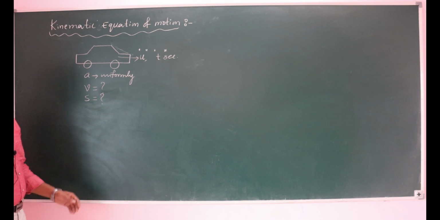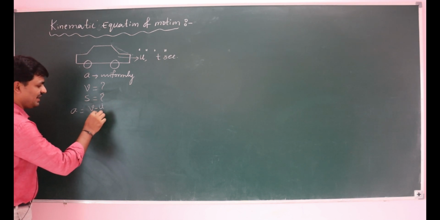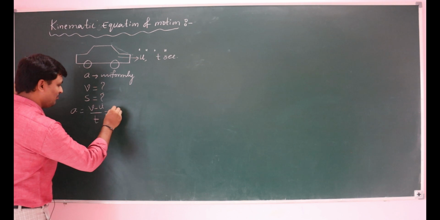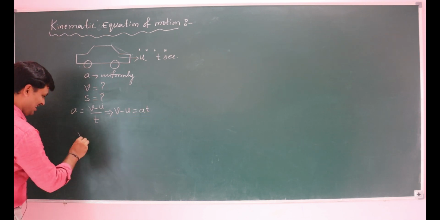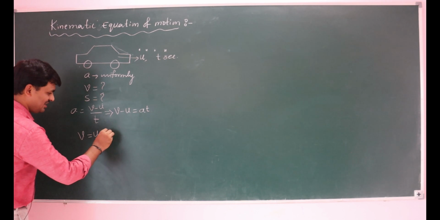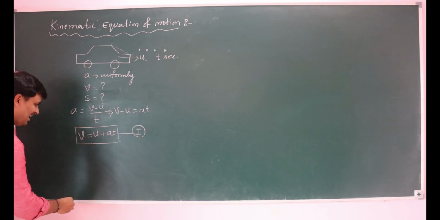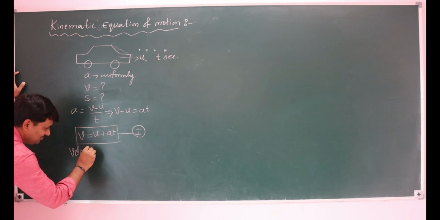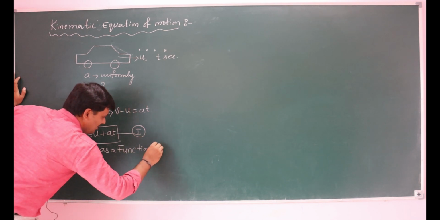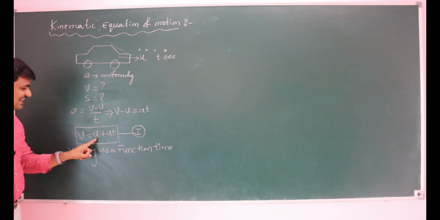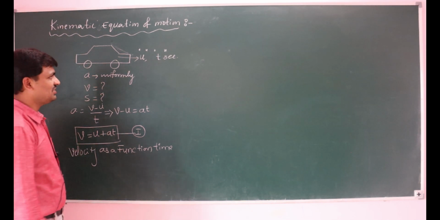First, from the definition of acceleration, which is nothing but change in velocity upon time, (v minus u) by t. Then we can write v minus u is equal to at. Then v is equal to u plus at. This is the first equation, named velocity as a function of time. If you know the initial velocity, acceleration and time, you can find the velocity. This is the first equation of motion.